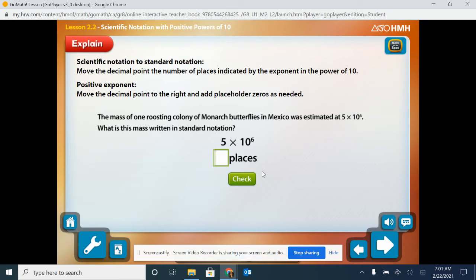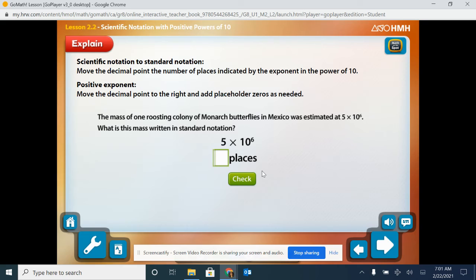So instead of thinking, do I move it? What do I do? Okay. If you got 5 times 10, it's going to be 50. If you have 5 times 100, it's going to be 500. If you got 5 times 1,000, it's going to be 5,000, right?